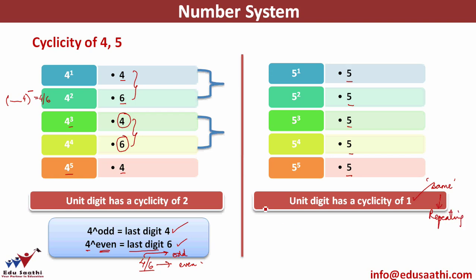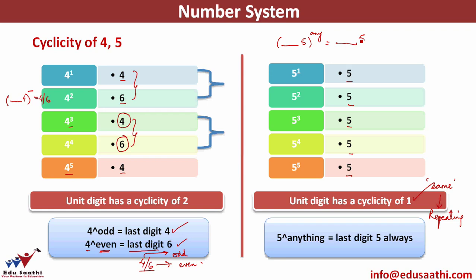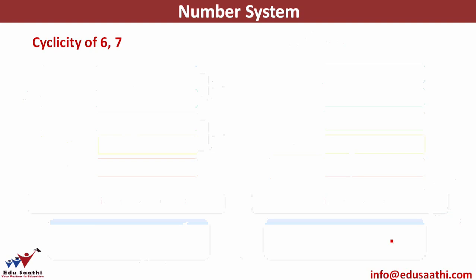So if a number ends with 5, raised to power anything would always end up with the last digit as 5. Let's move ahead and look at the case of 6 and 7.